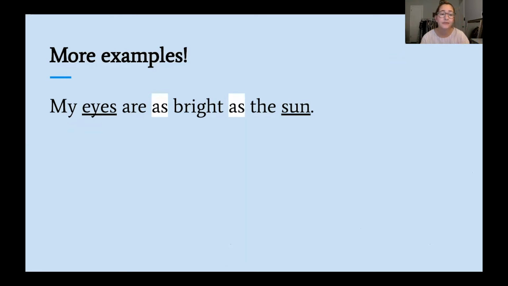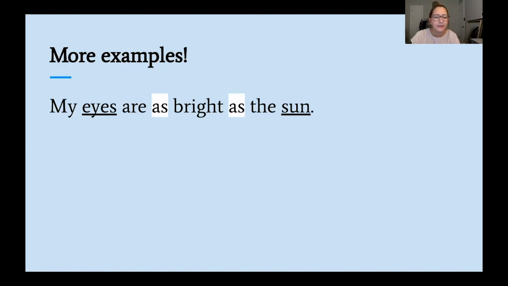That can mean that I have big eyes. It can mean that I have pretty eyes, that I have really sparkly eyes, you could say. And we also know the sun is something that is really bright and big, and that's why we compare those two things. The two unlike things in that sentence are eyes and the sun. Those are not too similar, but the thing they have in common is that they're both very bright.